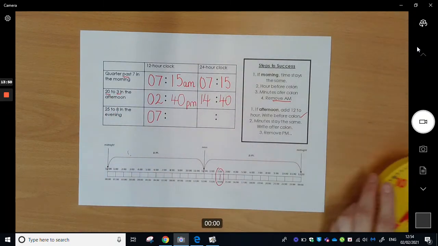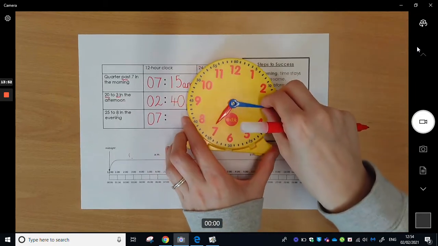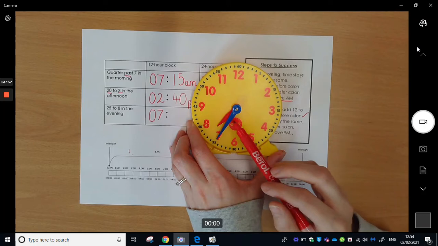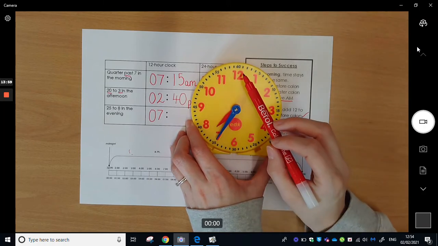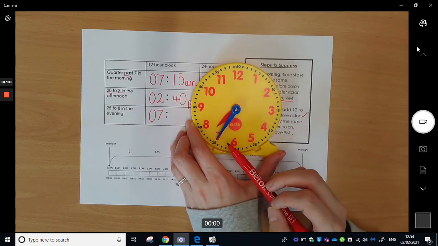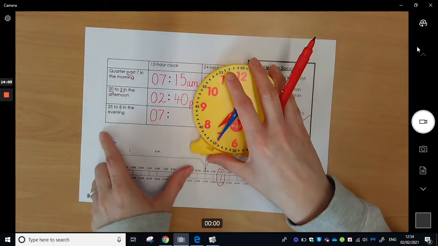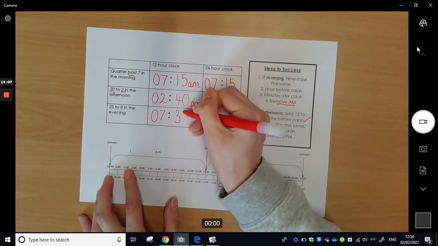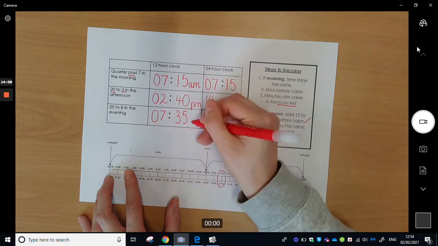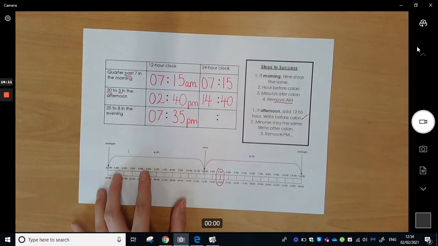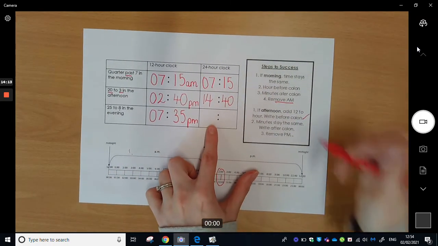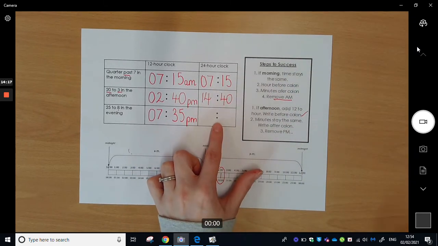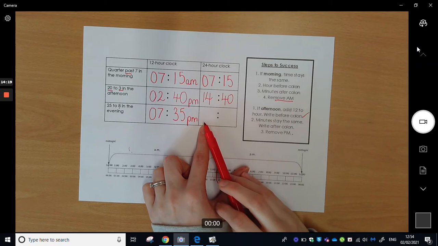So let's just have a quick look on the clock again, just to remind ourselves from yesterday. So 25 minutes to would be 35, because 60 take away 25 is 35. So it's 7:35 PM. Okay, now I can do my converting. So that's what we did yesterday. Today we're looking at our converting as well into 24-hour.